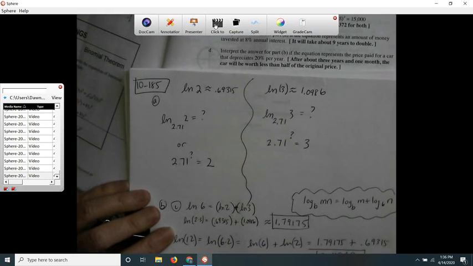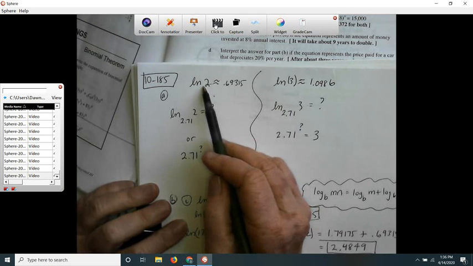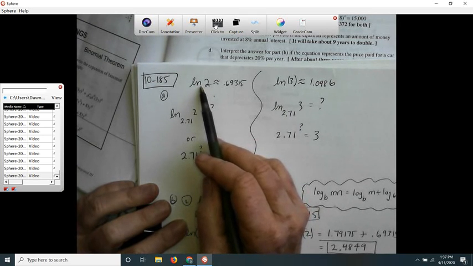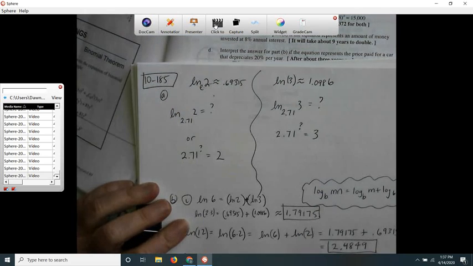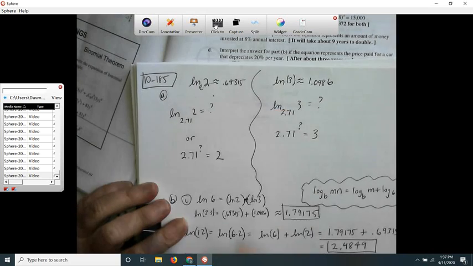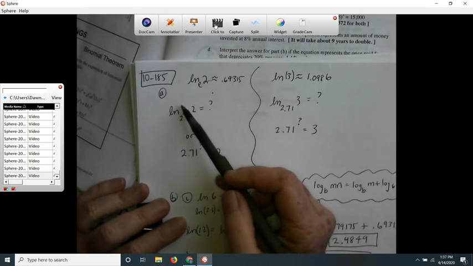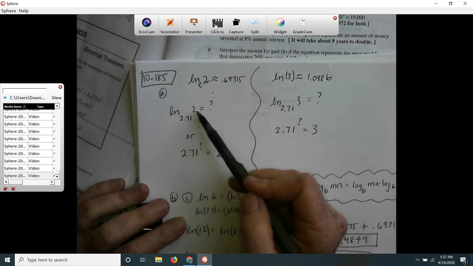So we know that the base, see how there's no base written here? We know that that base is actually e. But we also know that e can be approximated by the number 2.71. So ln base 2.71 of 2 equals what?